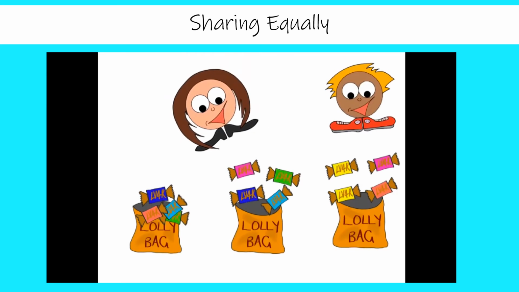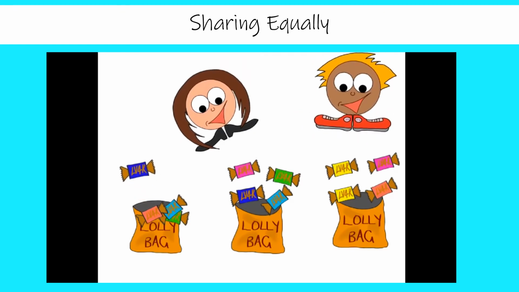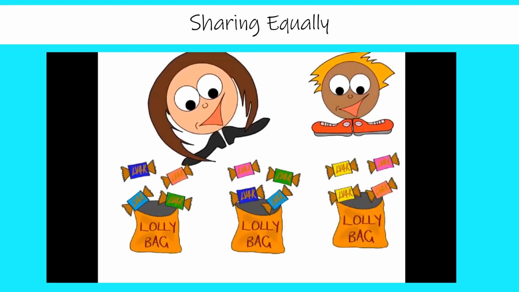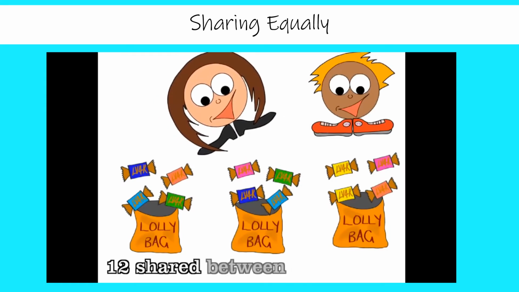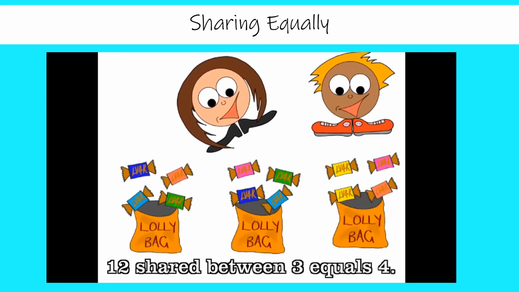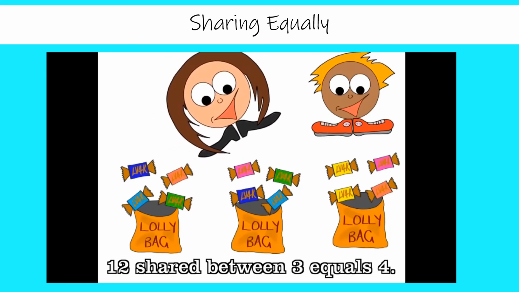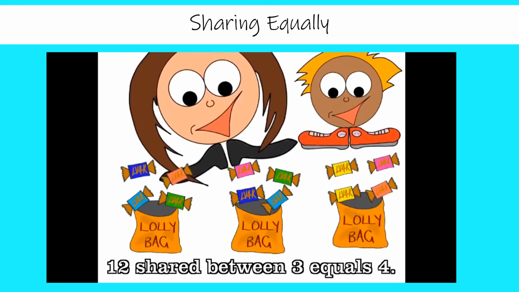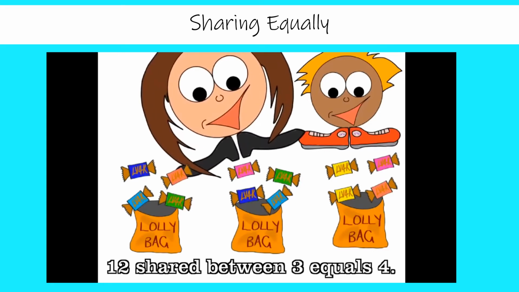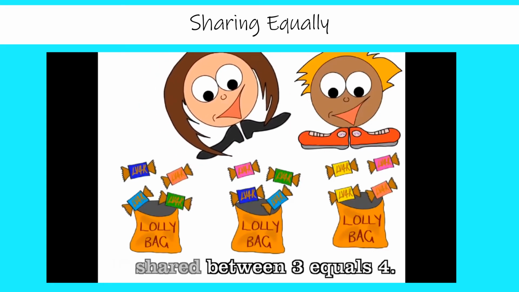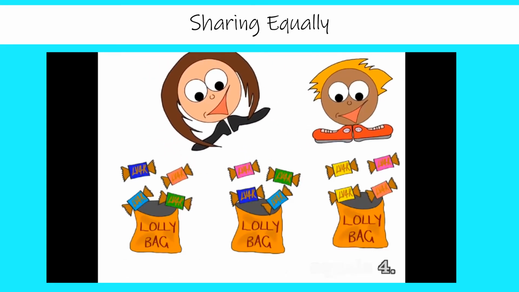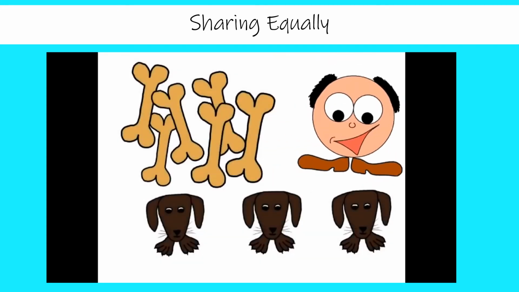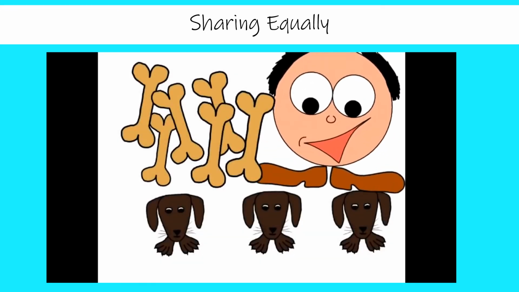And what about Peter? Okay. 1, 2, 3, 4. He's got 4 as well. Oh, it looks like we've done a good job here. So we had 12 lollies to start with and 3 lolly bags. And how many did they get in each lolly bag? 4, Mummy. 4. Well done. You just shared 12 lollies equally with 3 lolly bags. Great work. Thank you.